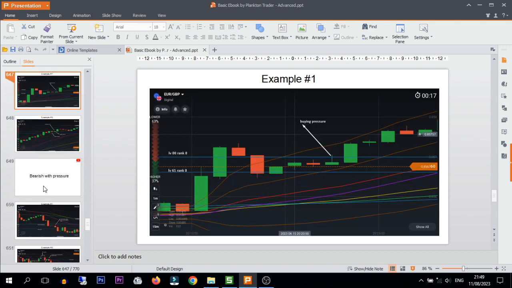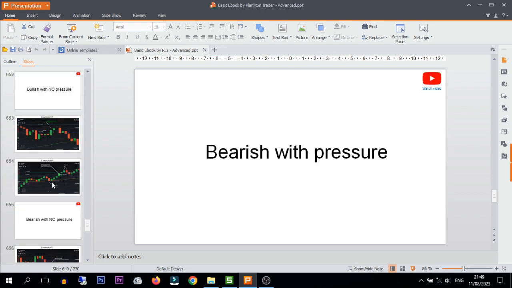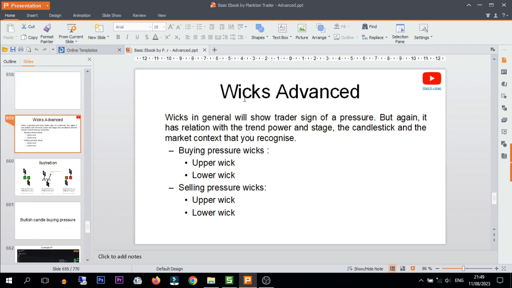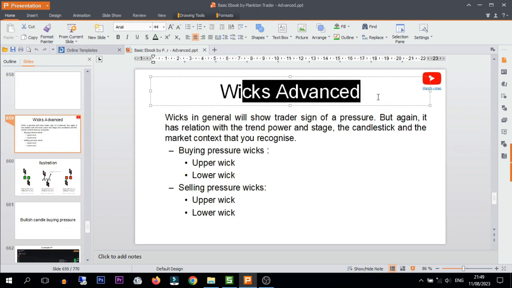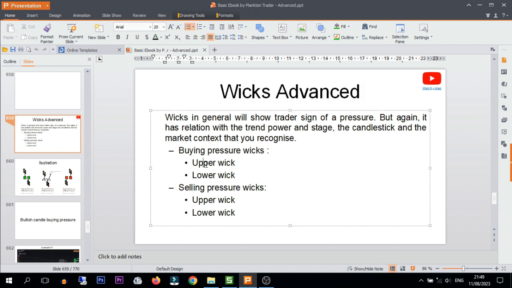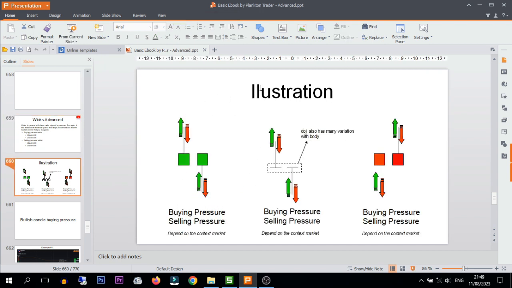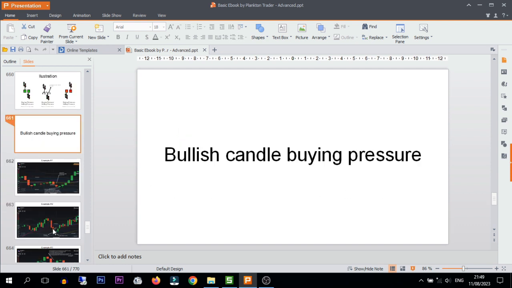Look at this. Okay, so entry point, wicks. I'm also explaining about wicks. There is the upper wick and lower wick for the buying pressure, and also the upper wick and lower wick for the selling pressure. Look at this illustration. The candle itself and the wicks are 50-50. It depends on the context.